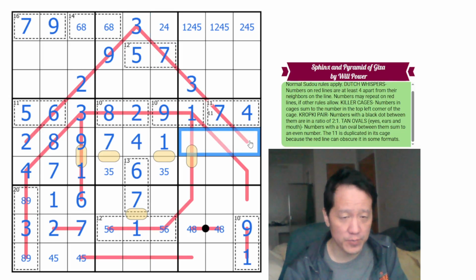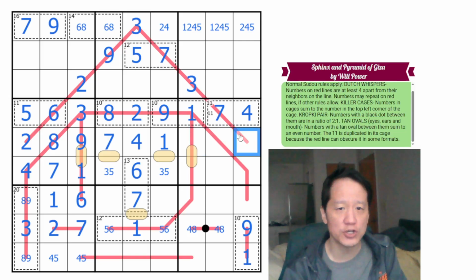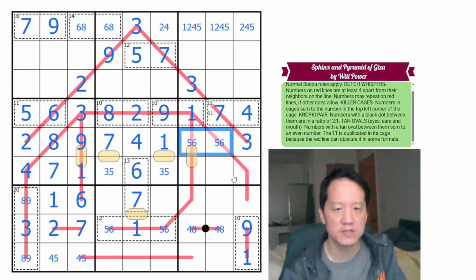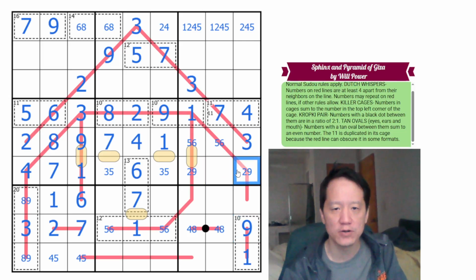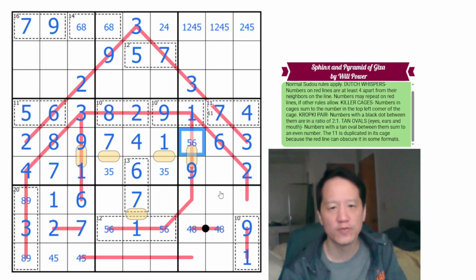Remaining digits here are 5, 6, and 3. The only digit which is 4 away from 7 out of those is 3, so this must be 3, which makes these 5 and 6. Now, 6 can only be 4 away from 1 and 2, so one of these has to be 2. And 5 can only be 4 away from 1 and 9, so one of these is 9. And this can't be 9 because there's a 9 here, so this must be a 2, which makes this a 9. This 2 has to be next to the 6 out of the 5 or 6, because it can't be next to 5, and therefore this must be a 5.